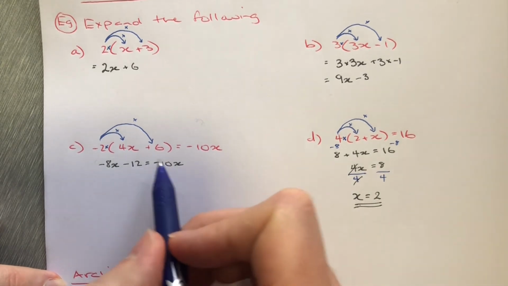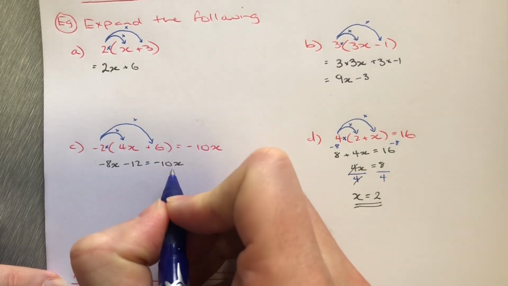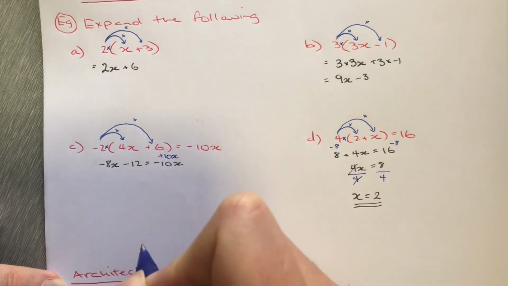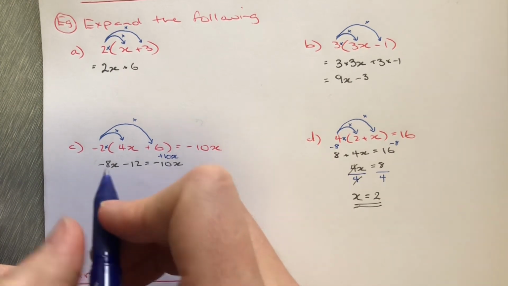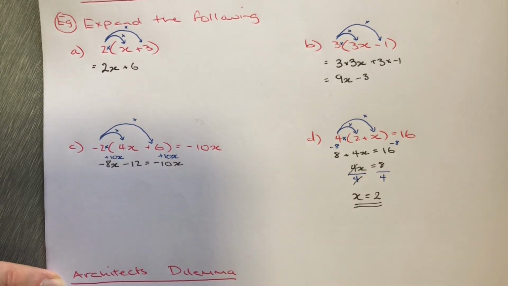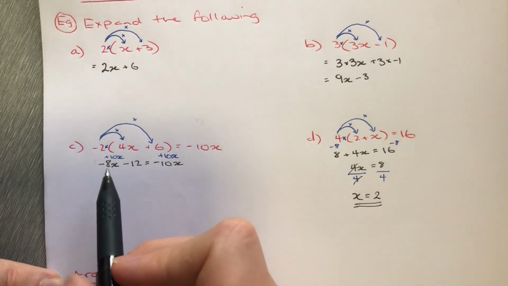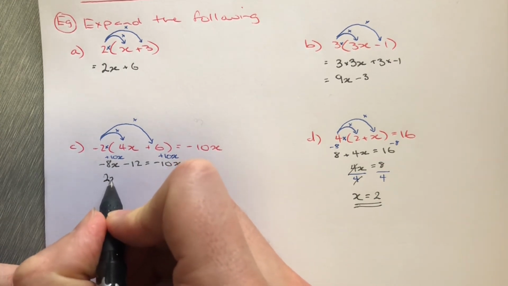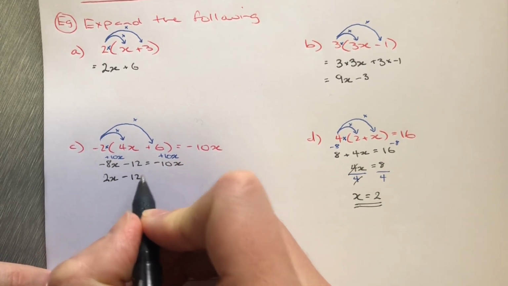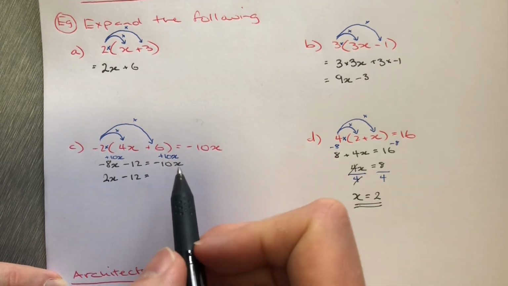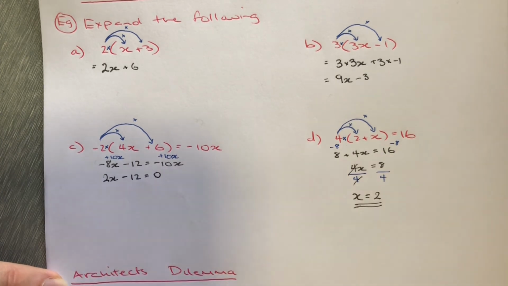Alright, so let's move it from here. So there's -10x, but I want to get rid of that. So I'm going to say plus 10x because it's the opposite. What I do to one side, I have to do to the other side as well. So plus 10x. Okay, now if we have -8x and we plus 10x, that should give us 2x. Don't forget about our -12. And if we have -10x and we add 10x, that gives us 0. So we have nothing on that side.